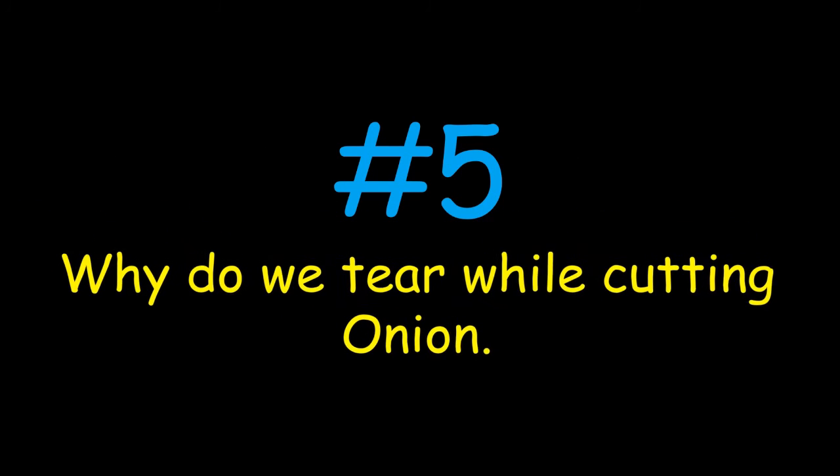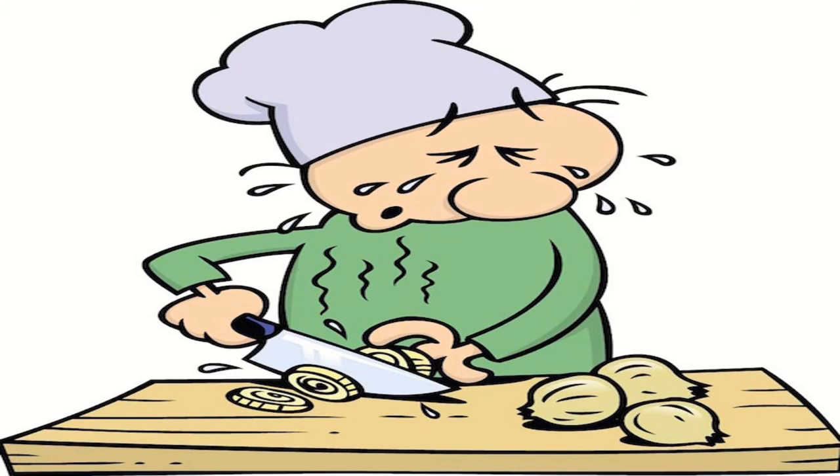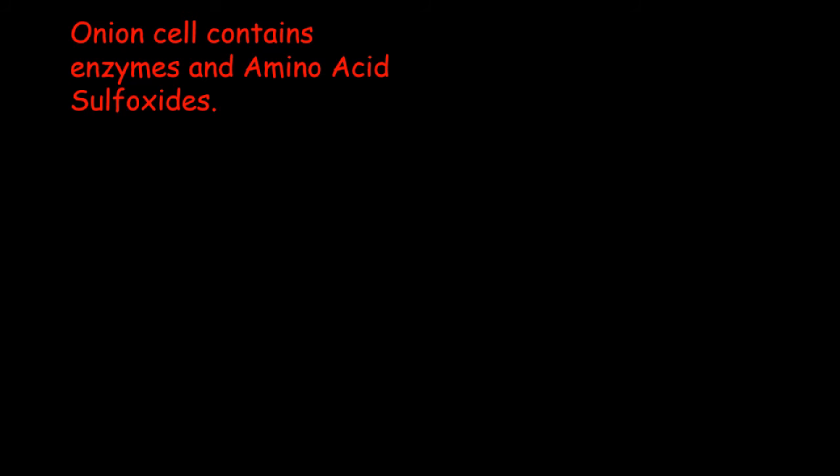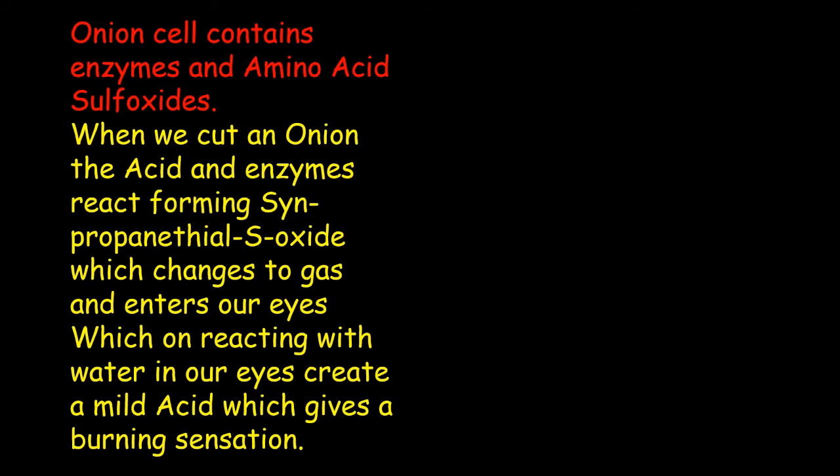At number 5, why do we tear while cutting onions? Whenever we cut onions, our eyes start getting a burning sensation and soon start to tear. Have you ever wondered why this happens? Let's know why. Onion cells contain enzymes and amino acid sulfoxides kept separately. When we cut an onion, the cells burst, mixing the enzyme with the acid, creating syn-propanethial-S-oxide, which changes to gas very soon. And this gas enters our eyes, which on reacting with the water in our eyes creates a mild acid which gives a burning sensation.